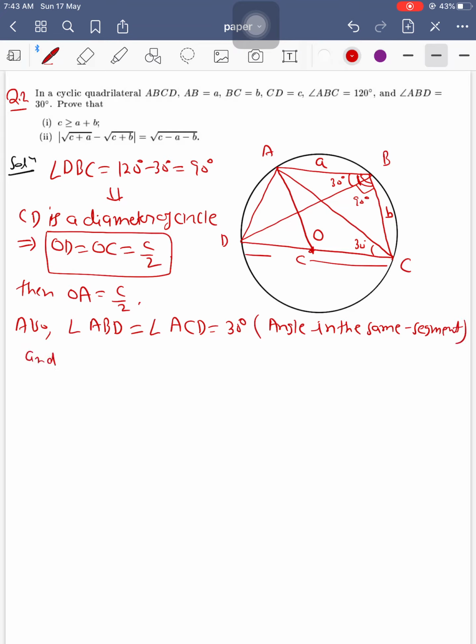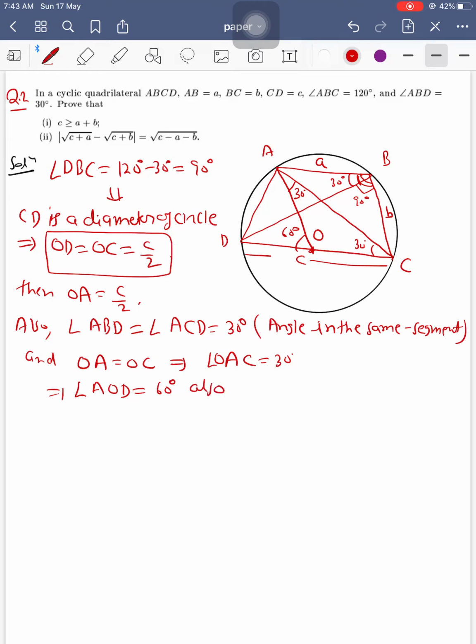And OA equal to OC, this will imply angle OAC is also 30 degree. And if these two angles are 30, then exterior angle AOD is what? 60. Angle AOD is 60.